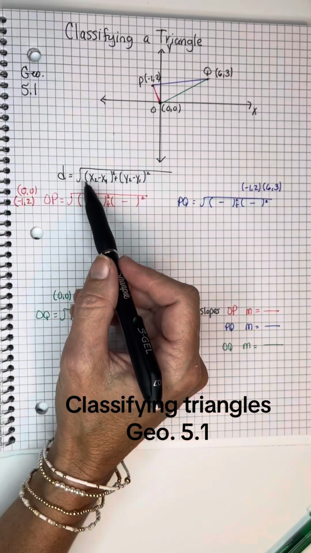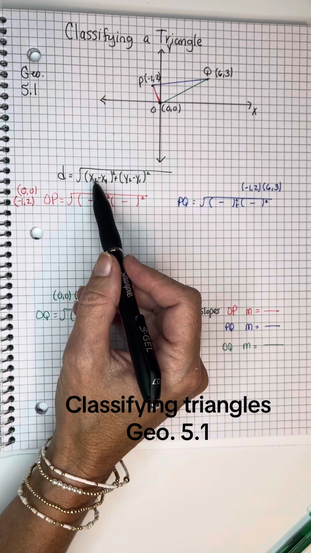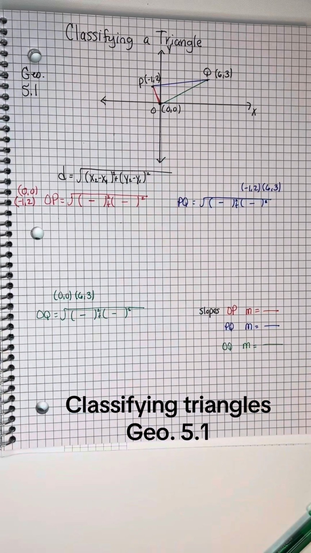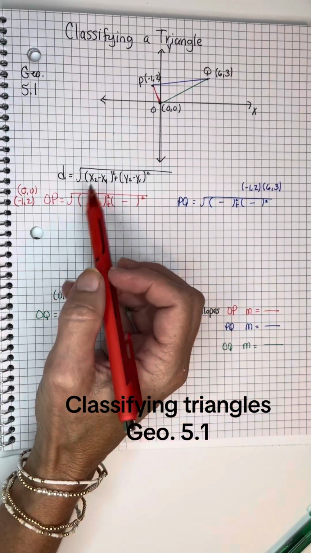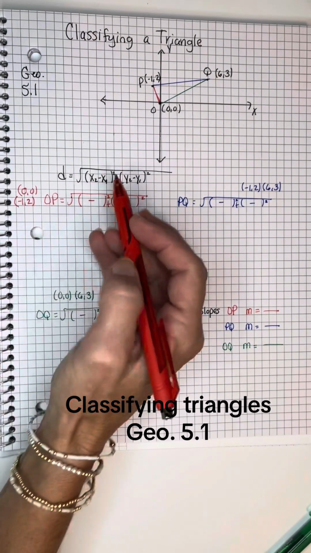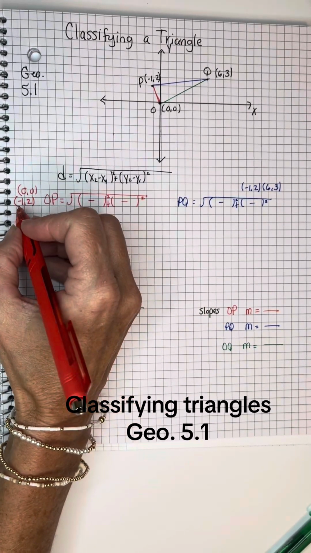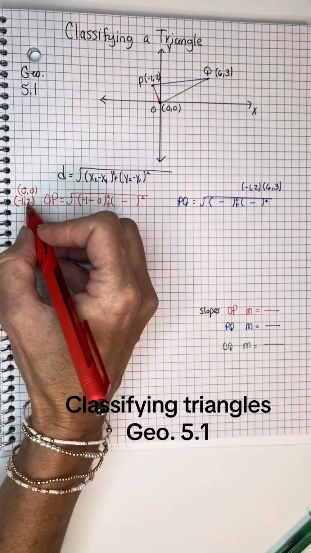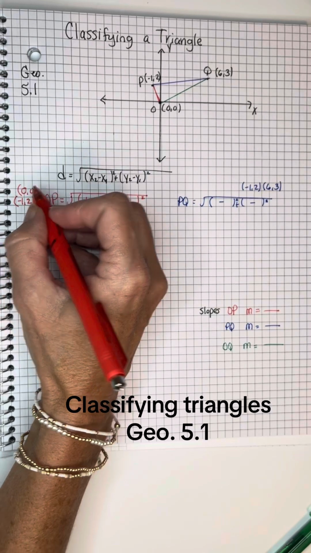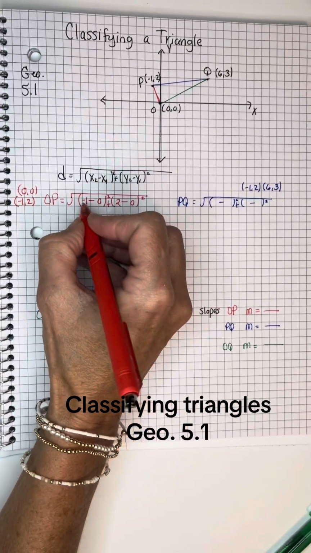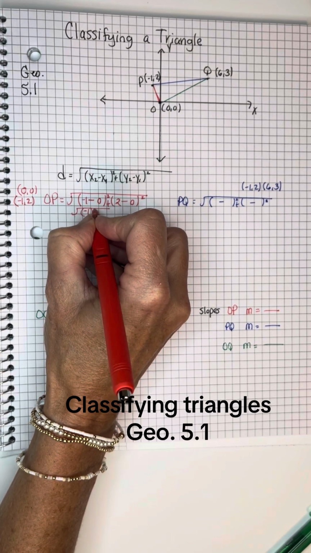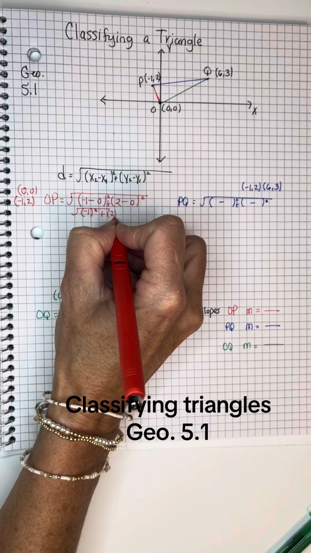The distance formula is the square root of (x2 minus x1) squared plus (y2 minus y1) squared. And notice that I put the template down already so that all I have to do is fill in the proper spots. Okay, so for OP, these two ordered pairs here, x2 and x1 are -1 and 0, and then for y2 and y1, that's 2 and 0. So -1 minus 0 is -1 squared plus 2 squared.